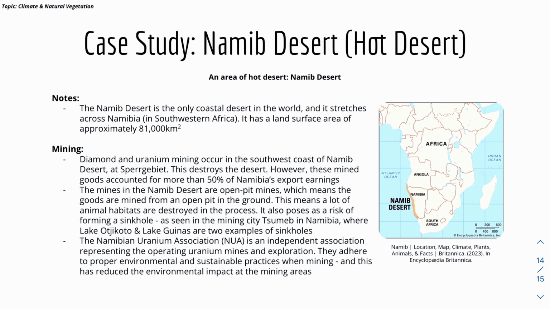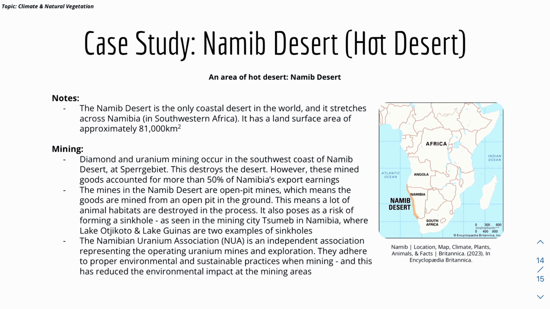And this is what's happening in the Namib Desert. There's mining happening. So here's more notes on mining in the Namib Desert. Diamond and uranium mining occur in the southwest coast of the Namib Desert at this place right here, which obviously destroys the desert. However, these mined goods accounted for more than 50% of Namibia's export earnings. So on one hand, it destroys the desert and the environment, but on the other hand, it is how the country receives its earnings.